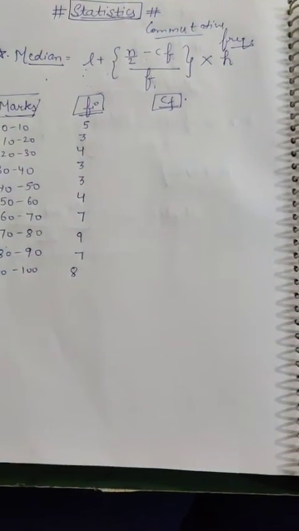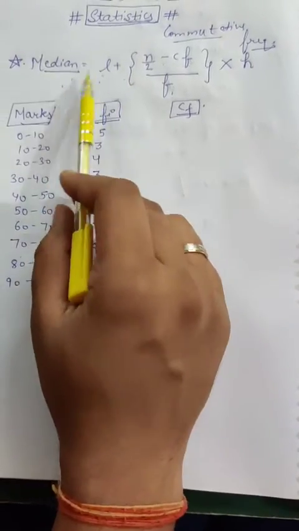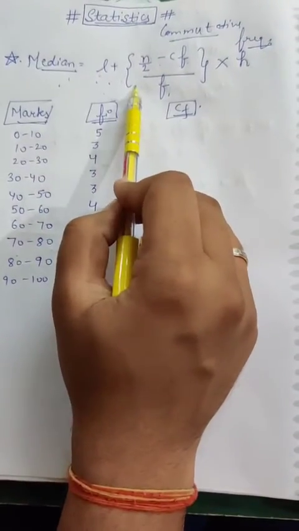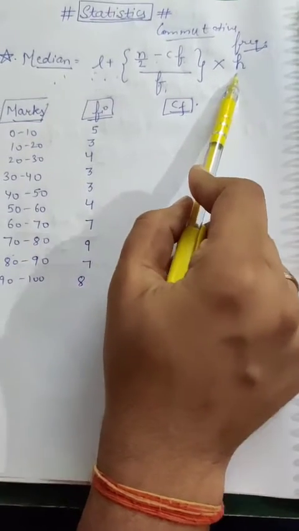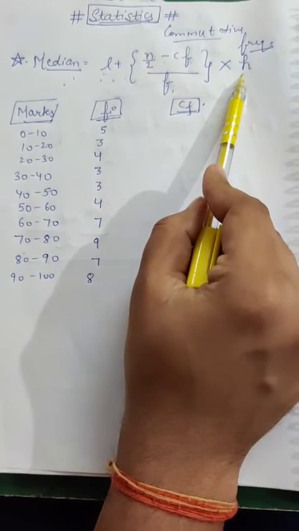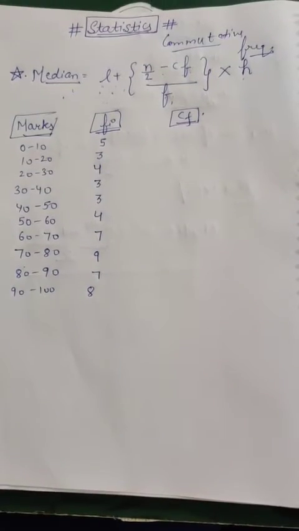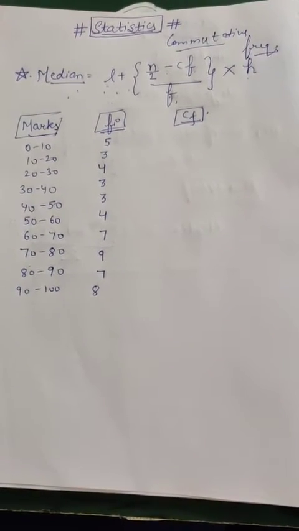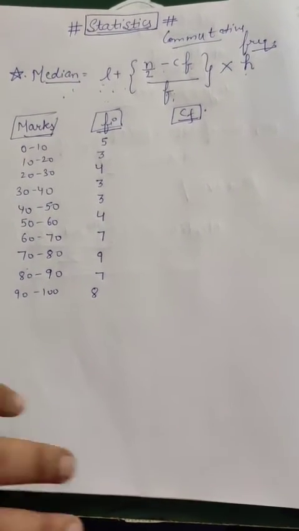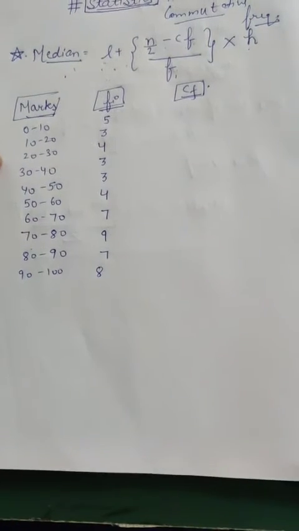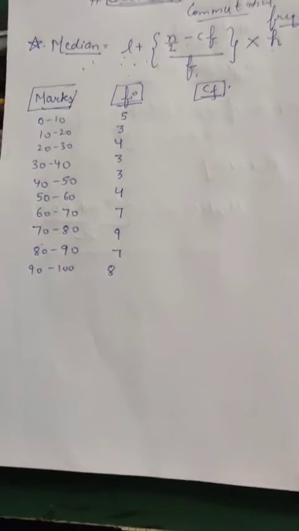Cf is cumulative frequency. So now the formula for the median: L plus (n by 2 minus Cf) divided by f, multiplied by h. Height is basically the class size, that is upper limit minus lower limit. This is the formula to find the median of grouped data. Now see, the intervals are given, meaning the data we have here is in the form of groups, so that's why it is called grouped data.